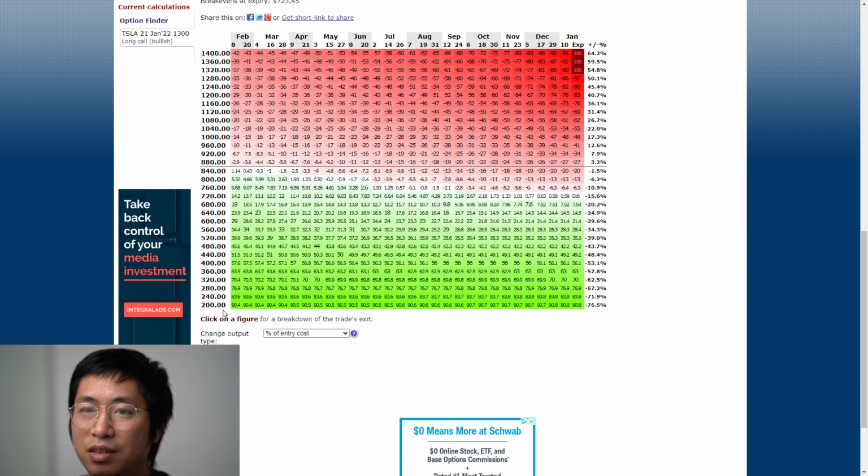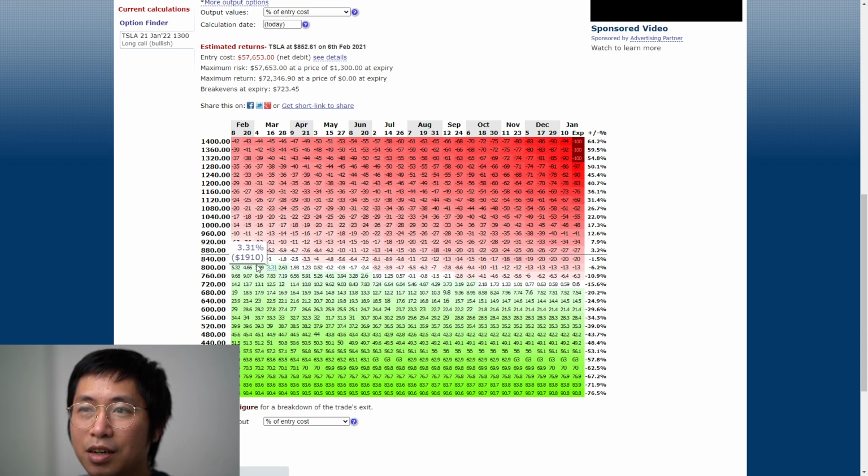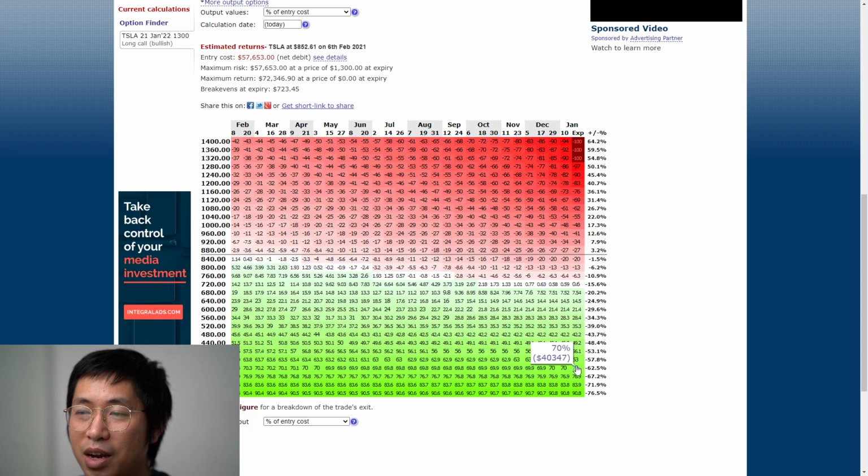However, as you can see here, it would have to go down to $200 for you to make a 90% gain. Options are super risky because if you're right and you predicted the right direction that Tesla stock is going, you can make good money. But if you're wrong, you could lose everything. So it's super risky.